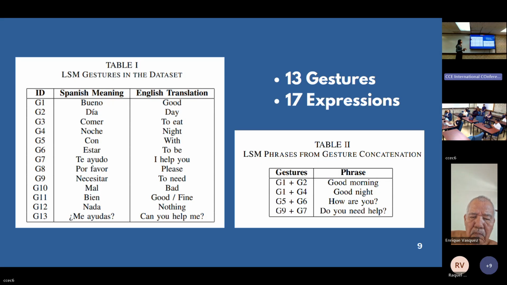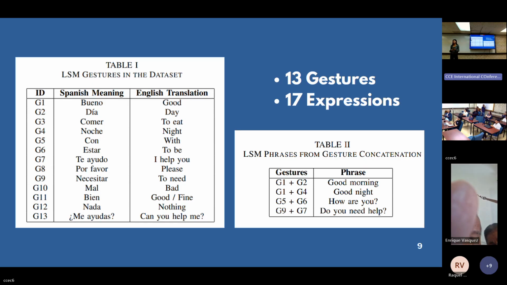What this leaves us with is 13 gestures that we decided to use to test the system. Here we can see the gestures, the Spanish meaning, and the English translation. What we got from this was actually that we could combine these gestures to make new meanings or to make phrases. So as we can see, for example, in the second table, the first one says good morning, which is when we combine good and day.